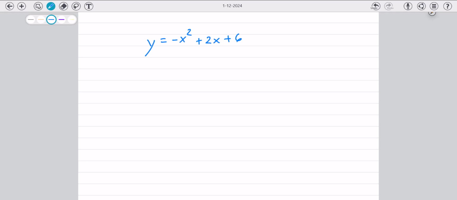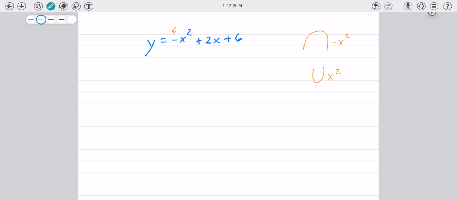All right, so we want to graph this, and I know it's a parabola that is going to look like this. How do I know this? Because of that negative sign. So a negative x squared is a parabola upside down. If it was a positive x squared, it's going to look like that. So at least that kind of helps me a little bit to get started.